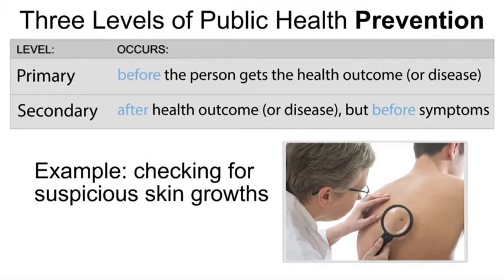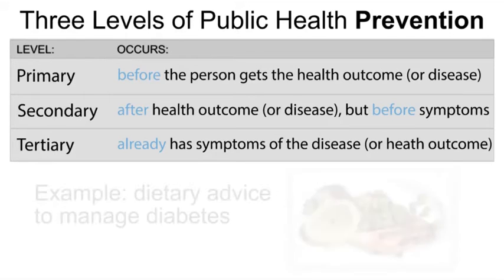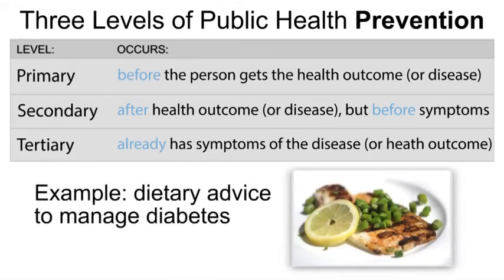treat skin cancer early. Tertiary prevention refers to a person who already has symptoms of the disease. The goal of tertiary prevention is to prevent damage and pain from disease, slow down disease progression, prevent complications, provide better care, and help people recover. An example of a tertiary prevention would be offering dietary advice to help manage the symptoms of diabetes.